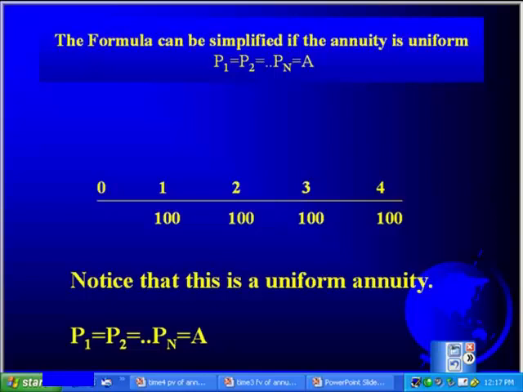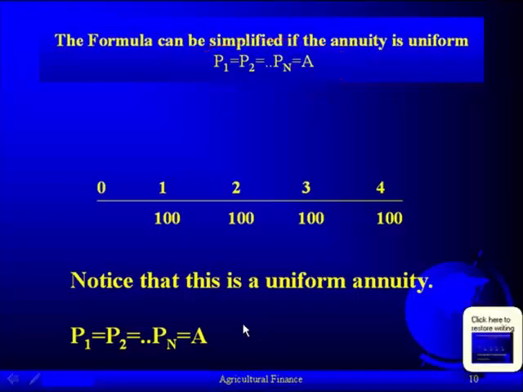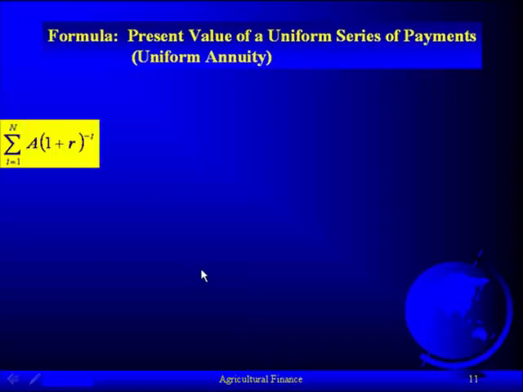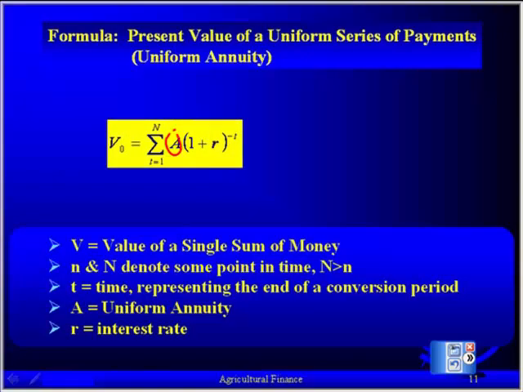Again, as we said before, if you have an annuity that's uniform or the same, we can rewrite that as A instead of having to subscript the amount. Notice that this is a uniform annuity, so we can try and calculate a present value of a uniform series of payments, or uniform annuity. Again, we start with this idea that we're going to take this uniform annuity and discount it back appropriately to each sum of money to get the present value.